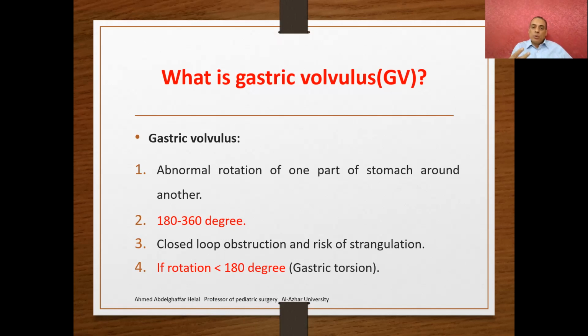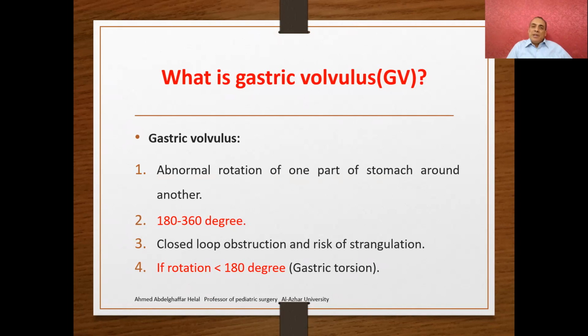So we have two types of rotation of the stomach. We have gastric volvulus and gastric torsion. Volvulus means the rotation is from 180 to 360 degrees. However, torsion indicates that the rotation is less than 180 degrees.